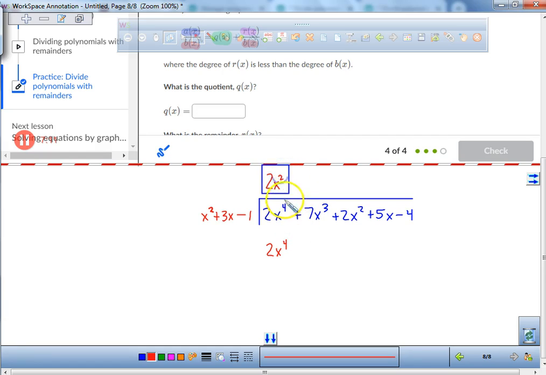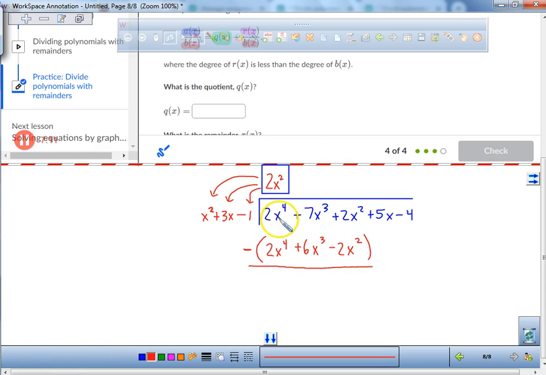Now, what makes this difficult is not only do I have to multiply it to the first term, I have to multiply it to the second term, and I have to multiply it to the third term. So 2x squared times x squared is 2x to the power of 4. 2x squared times 3x is 6x cubed. 2x squared times negative 1 is negative 2x squared. But this is where students will mess up. They will forget that they're supposed to do what with this whole thing? They're supposed to take it away.